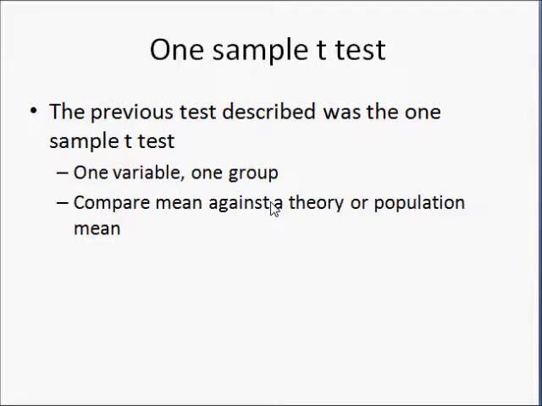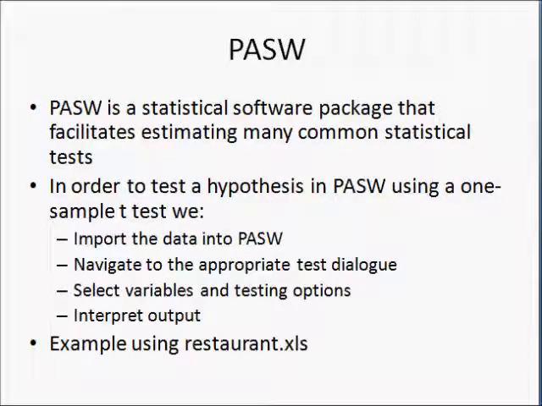But in order to do our one variable, one group test against a hypothesized mean, we'll use the PASW statistics package. PASW is software that facilitates many common tests, and the basic procedure is to get our data into the program and navigate to the appropriate test dialog. There are many different tests we could do. You have to find the right one, select the variables that you'll be using, either the one you're calculating the mean and confidence interval around, or the grouping variable if we have more than one group, and then interpret the output.